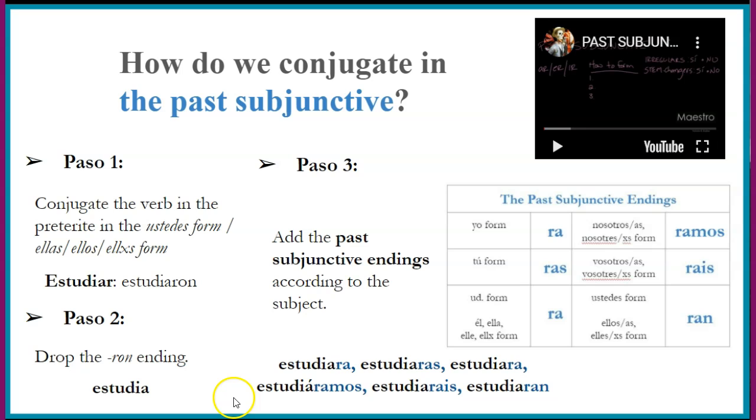The second thing I want you to notice is that in the nosotros, nosotras, y nosotres form, you always add a written accent, una tilde, in the vowel before the subjunctive ending. So the subjunctive ending is ramos, and you add a tilde, a written accent, in the vowel that is closer to, or is in front of, the subjunctive ending for the nosotros, nosotras, nosotres form. Notice that it only happens in this subject pronoun in the past subjunctive.